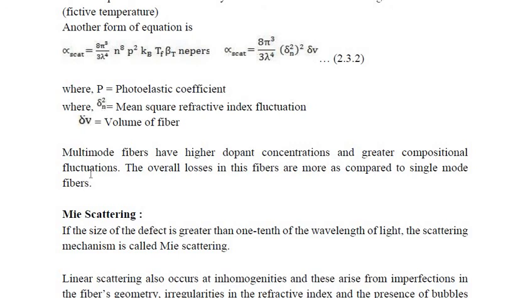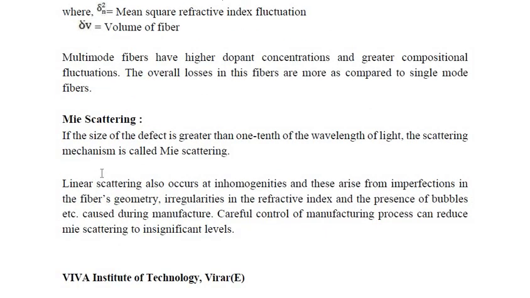Multimode fibers have higher doping concentration and greater compositional fluctuations. The overall losses in these fibers are more as compared to single mode fibers. Mie scattering is another type. Mie scattering loss.